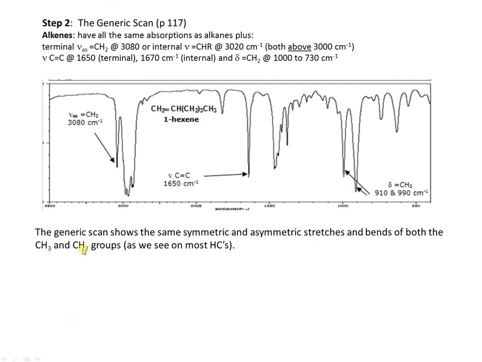So again, the generic scan shows the same symmetric and asymmetric stretches and bends of both the methyl and methylene groups that we would see in most hydrocarbons. They're not listed on this table. They're just understood to be there.